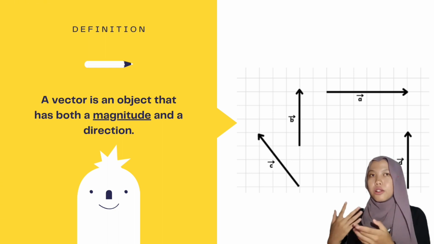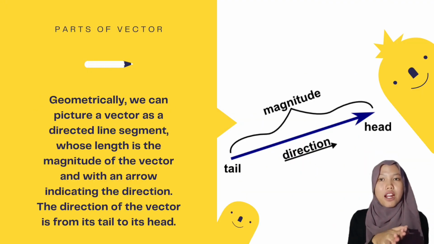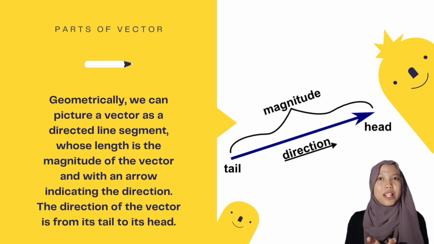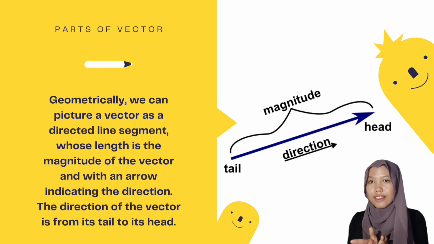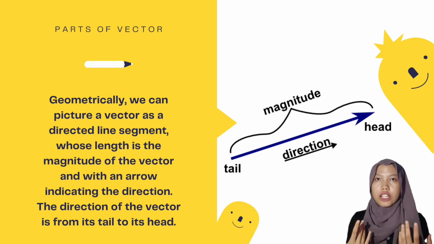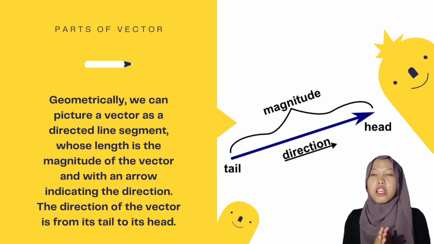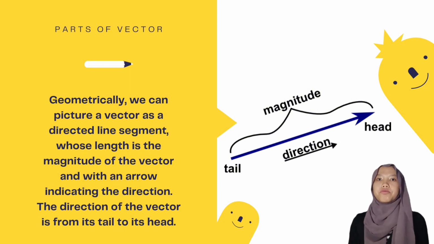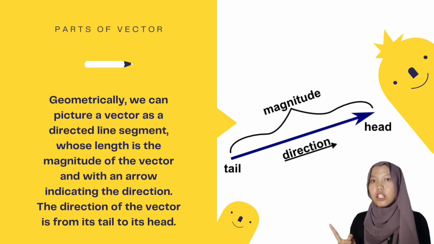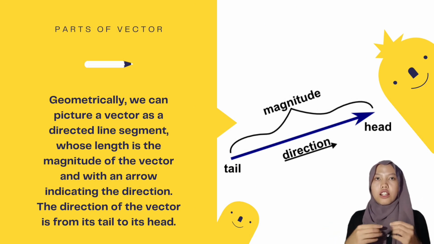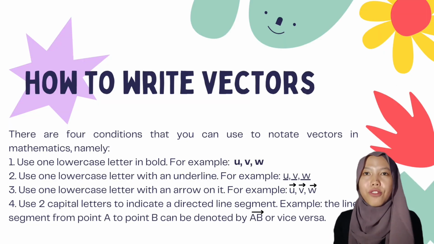As you can see in the picture, the parts of the vector. Geometrically, we can picture a vector as a directed line segment whose length is the magnitude of the vector, with an arrow indicating the direction. The direction of the vector is from its tail to its head. Okay, next is how to write a vector.